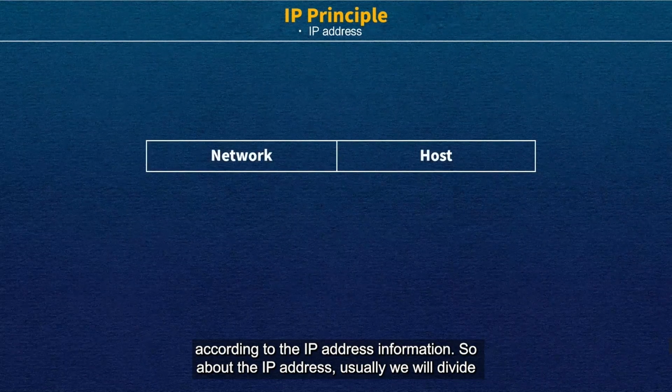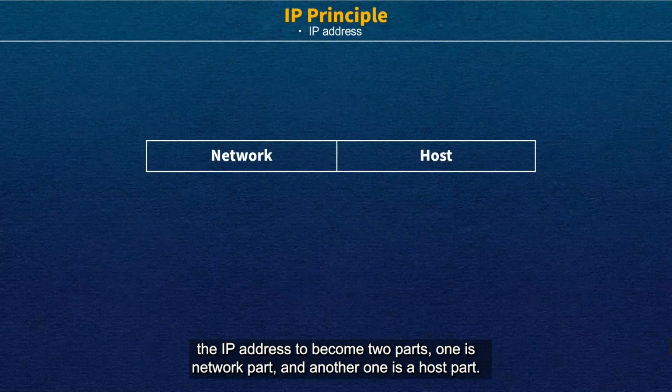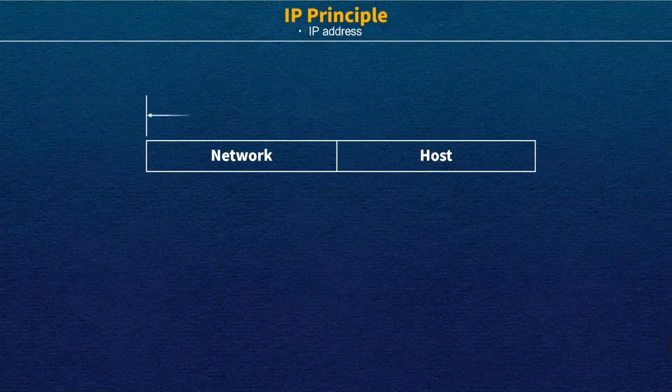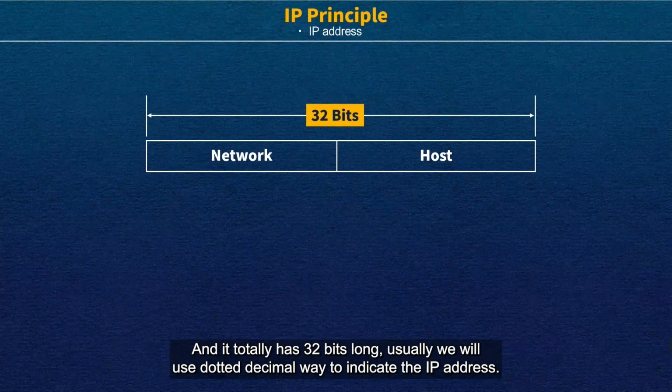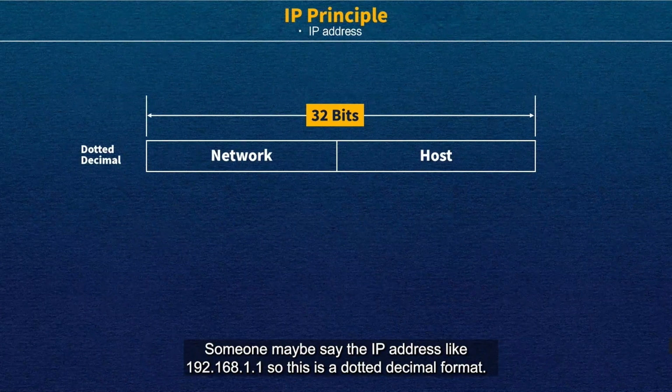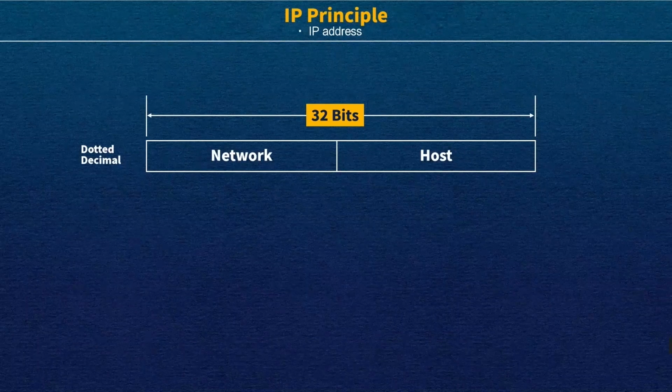So about the IP address, usually we will divide the IP address into two parts. One is the network part and another one is the host part. It totally has 32 bits. Usually we will use the dotted decimal way to indicate the IP address. Someone may say the IP address like 192.168.1.1. So this is the dotted decimal format.